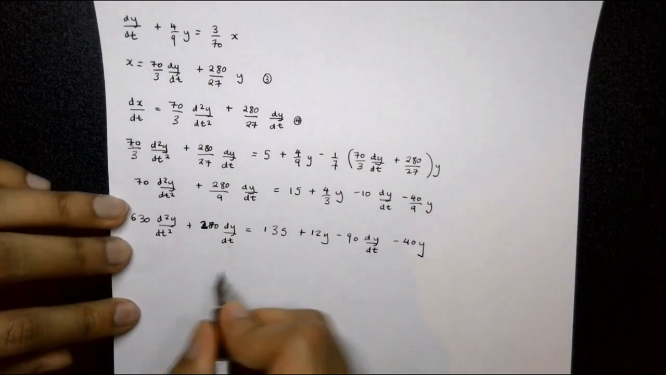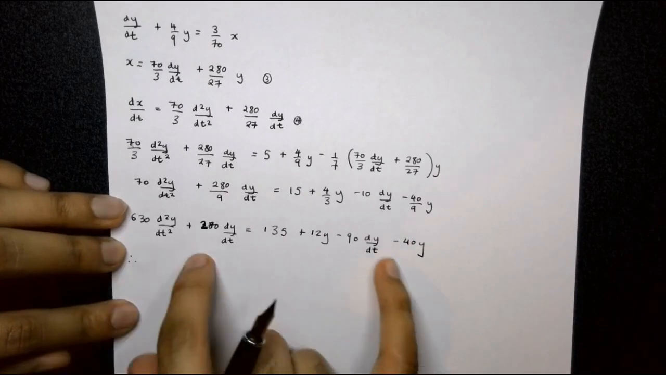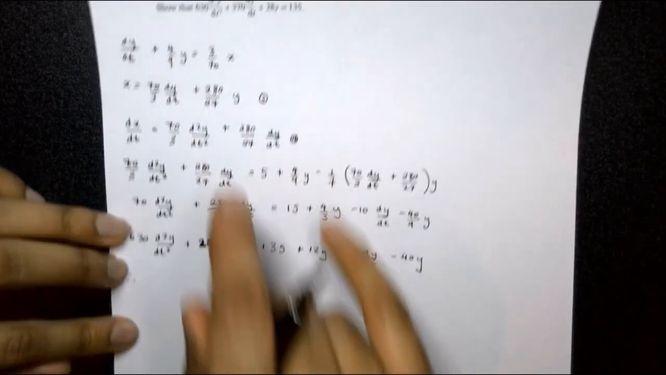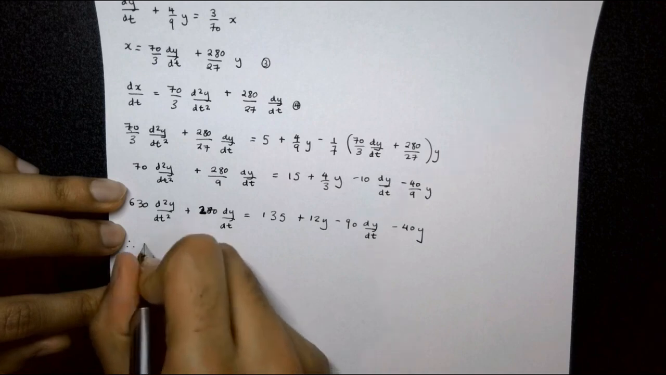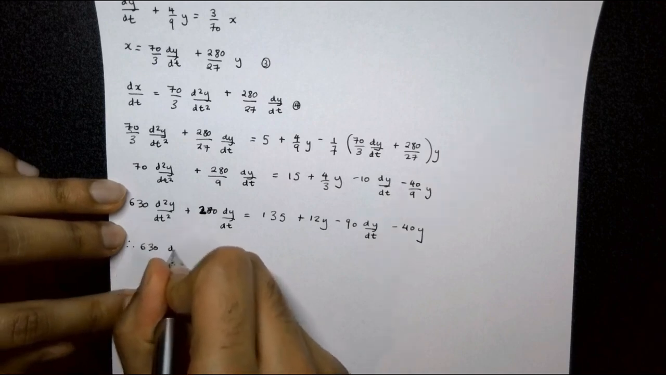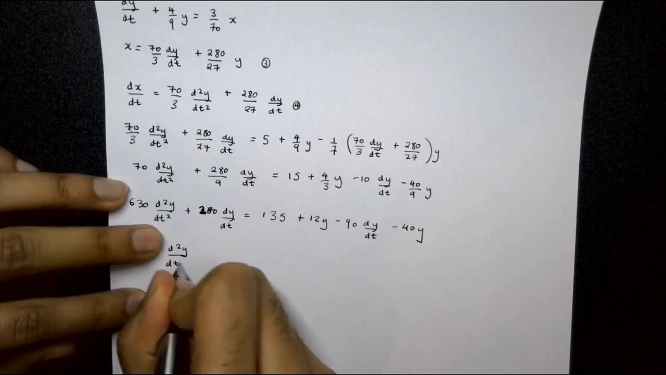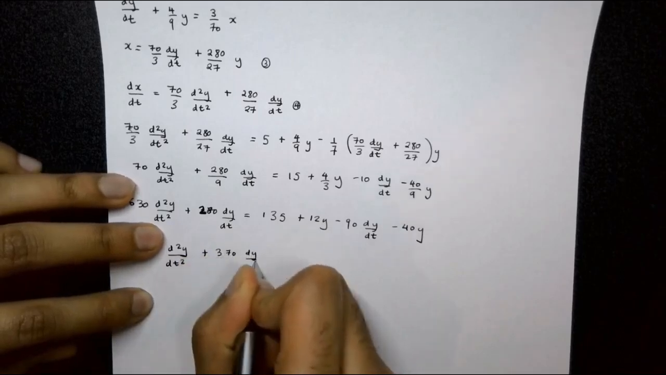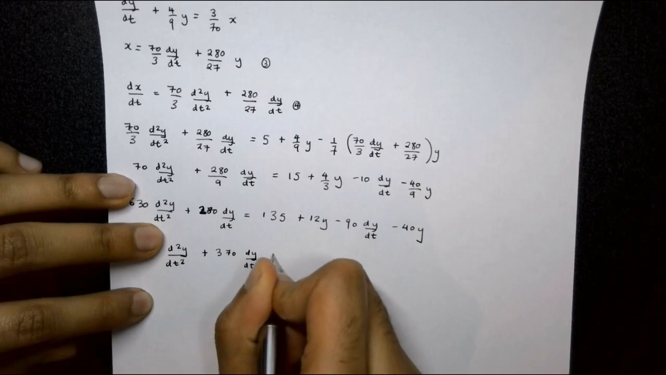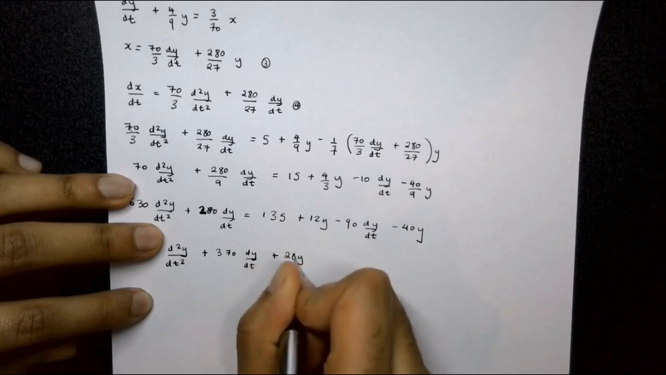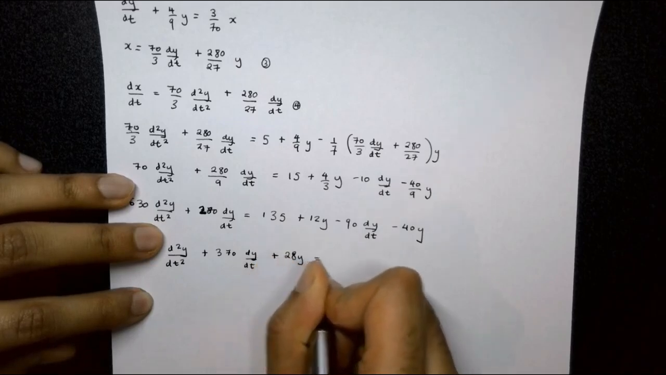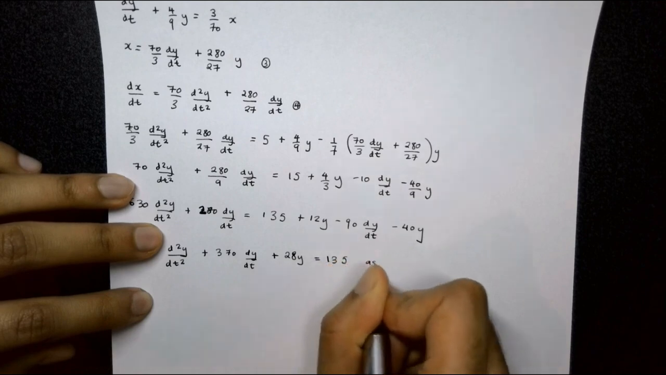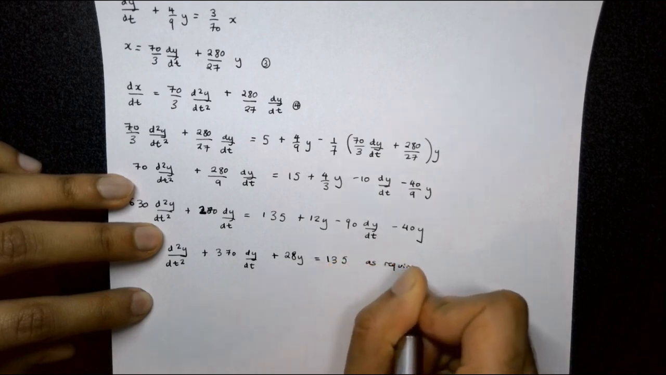And putting all this into the required form, which we see over here, hopefully you can see we've got 630 d²y/dt² plus 370 dy/dt plus 28y. This is equal to 135 as required.